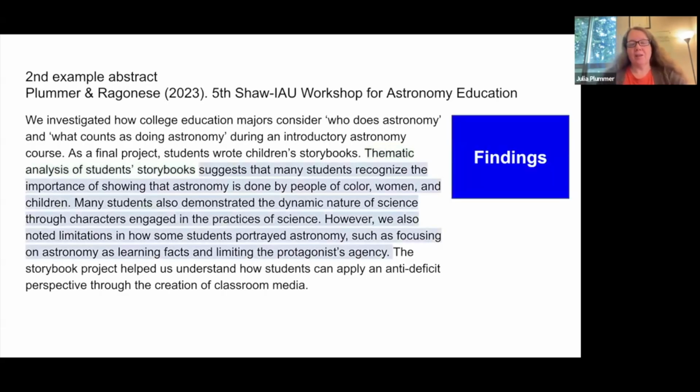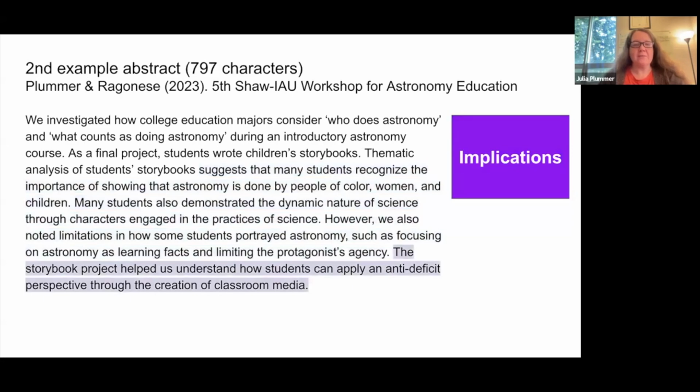A lot of space is spent on the findings. So this demonstrates that we do have findings. We have a relatively complete project, and so the talk will be based on work that's not at the beginning stages, but at least is in progress or is wrapping up. And we did conclude with implications. The Storybook project helped us understand how students can apply an anti-deficit perspective to the creation of classroom media. So this is something you could walk away with knowing, that's the big takeaway and implication for the field.